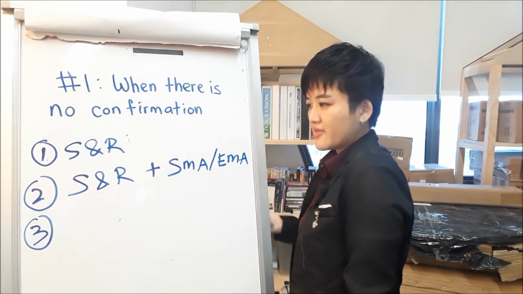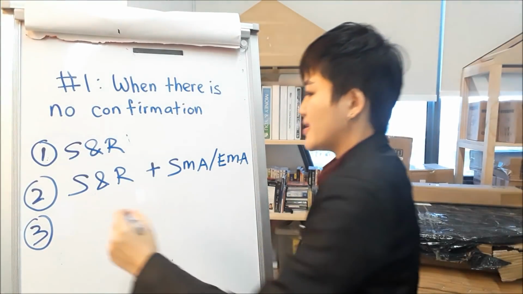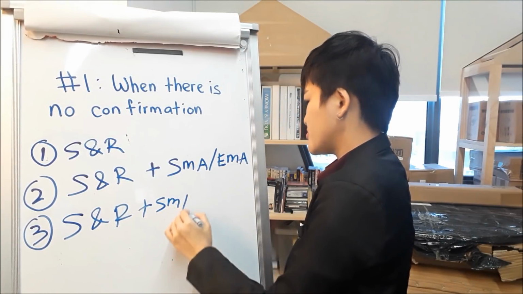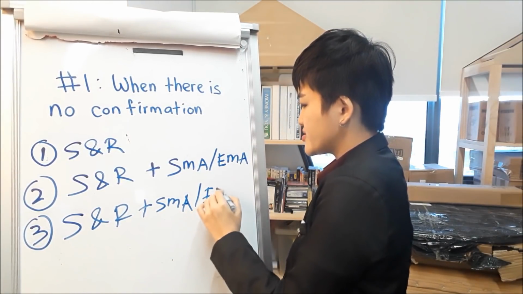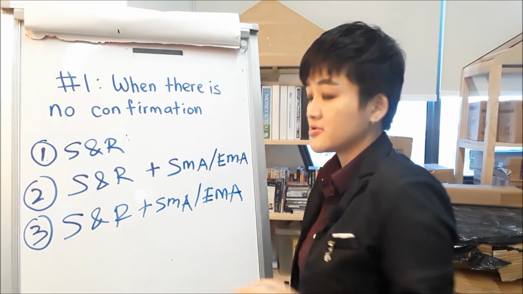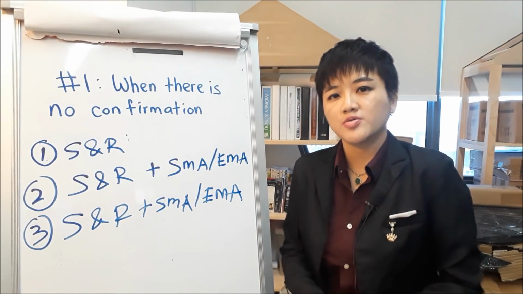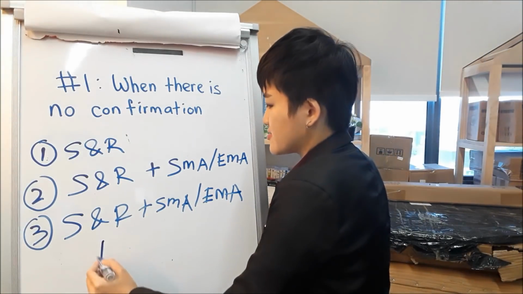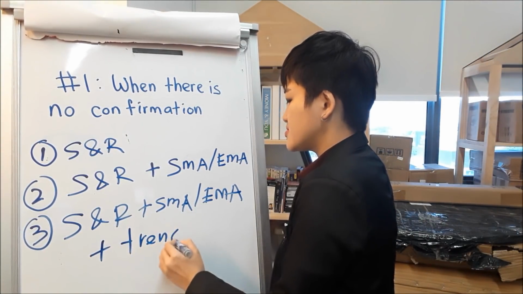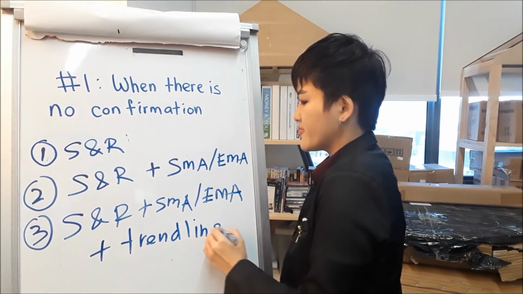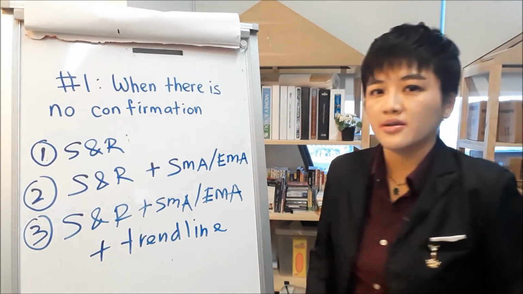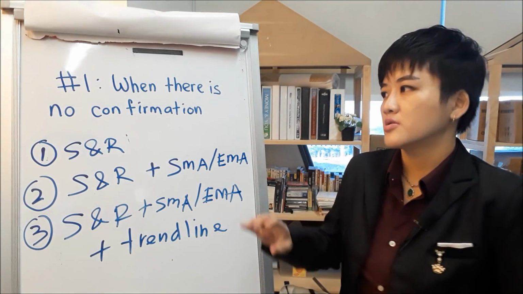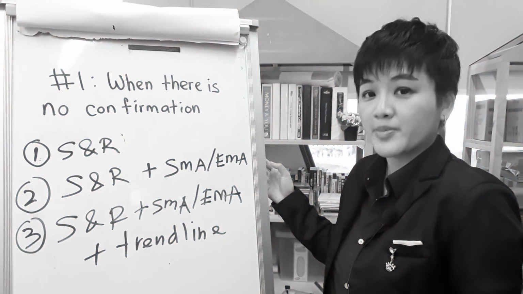If you want 3 confirmations, you can add one more. You can stick with the same type or change to different ones, because different traders have different strategies. Let's say, for example, you want to add a trend line. Then this becomes 3 confirmations: 1, 2, 3. Just that trend line drawing sometimes is very subjective. If you don't know how to draw it, too bad.